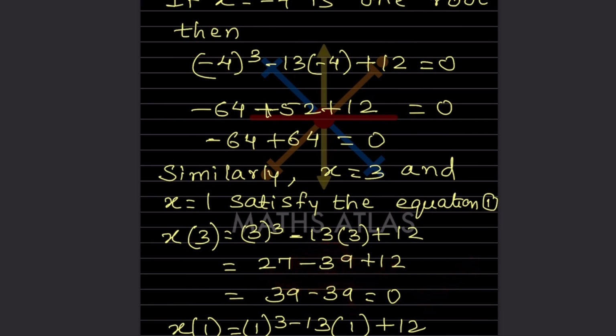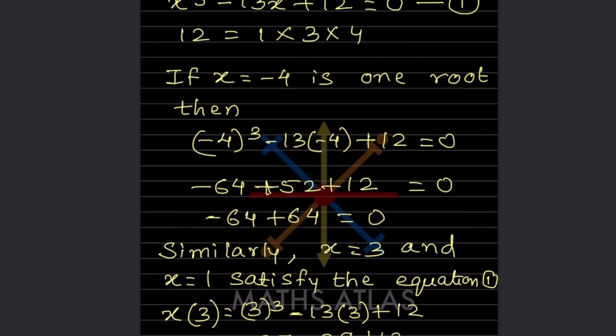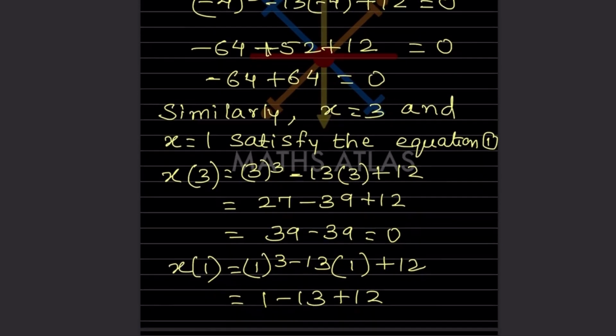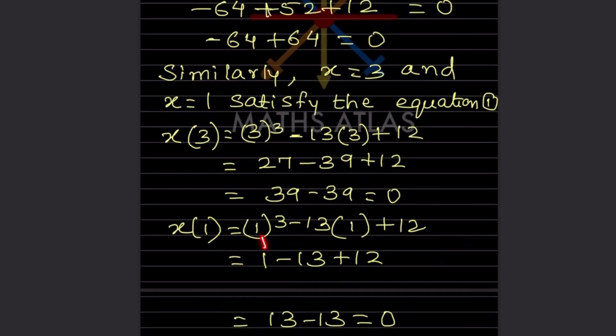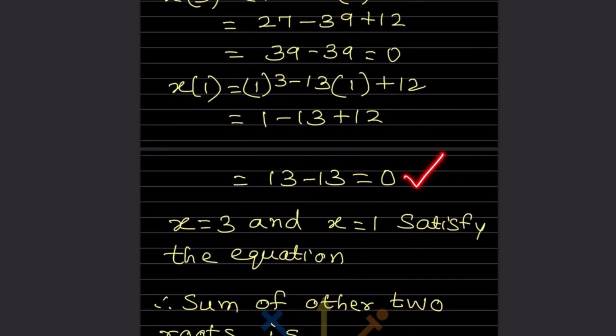Again, you will take 1, put it in this equation number 1. So here 1 minus 13 plus 12. So this will be 1 plus 12 and minus 13. So that 13 minus 13, that is going to be 0. So what we can see, in both the places we get 0. So x is equal to 3 and x is equal to 1 satisfy the equation.